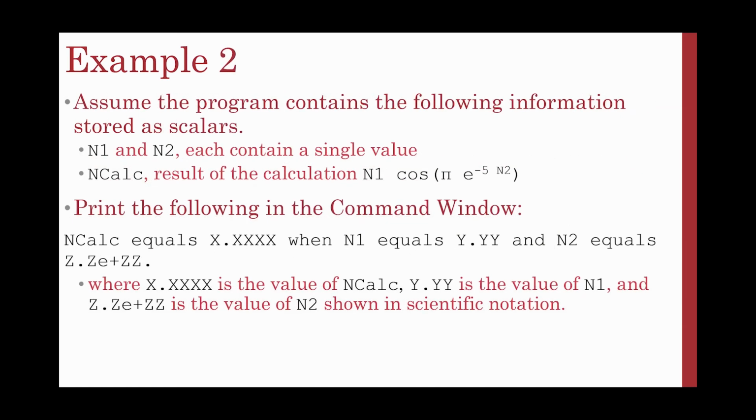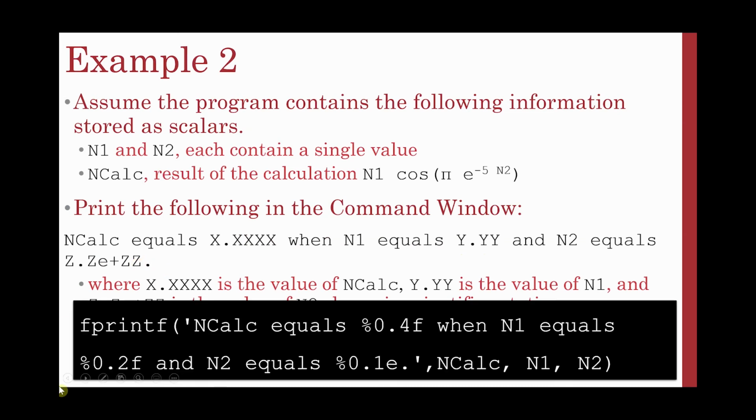Assume a program contains the following information stored as scalars. We have n1 and n2, each containing a single value. We have a calculation that occurs that is n1 times cosine of pi e to the minus 5 n2. We want to print the following in the command window. So we want to print ncalc equals x.xxxx, where this is the format, not the letter x's, when n1 equals y.yy, so this is the formatting for n1, and n2 equals, this is the formatting for n2.